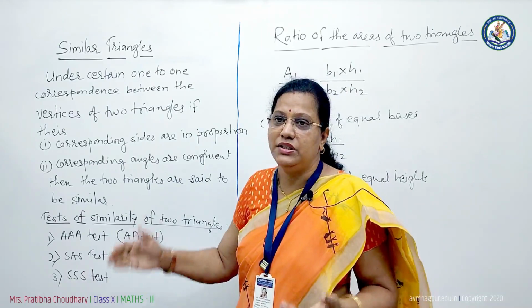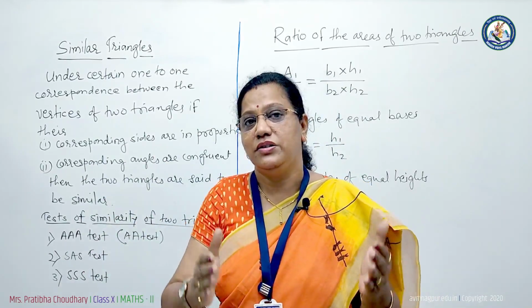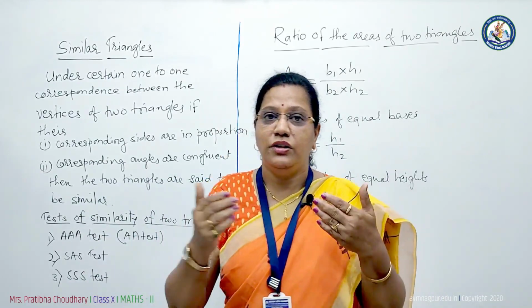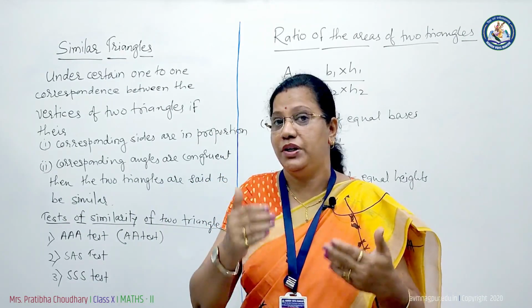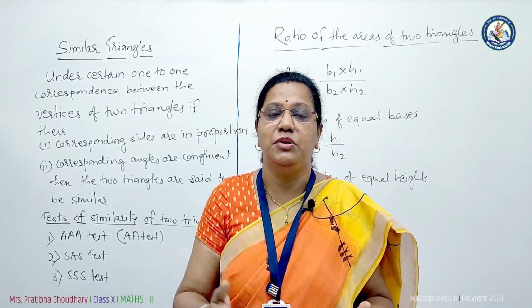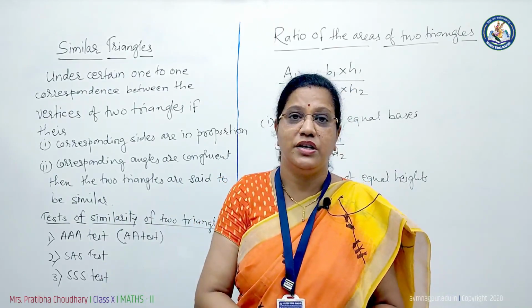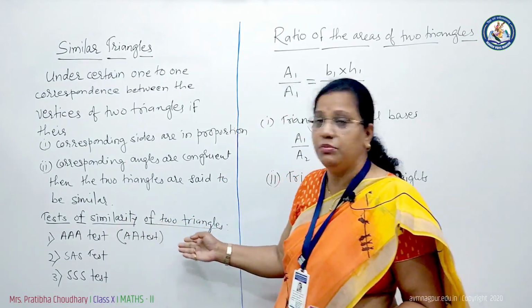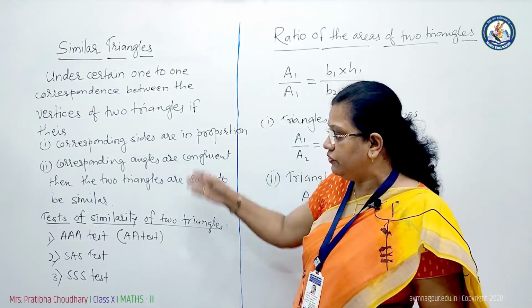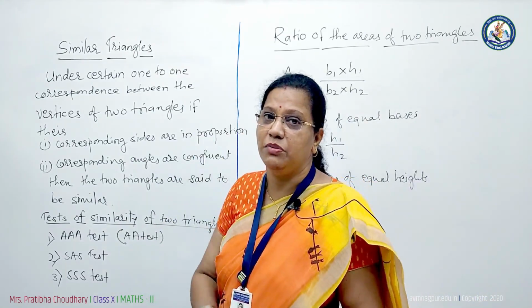Now the third test is the SSS test. Naturally, as the name suggests, SSS means side, side, side. So again, under certain one-to-one correspondence, all the 3 pairs of sides should be in proportion. And if that is there, then triangles are similar by SSS test. It becomes very easy to prove the triangles are similar if we use the tests of similarity of two triangles. So we are going to use one of the tests in proving the theorem on areas of similar triangles.